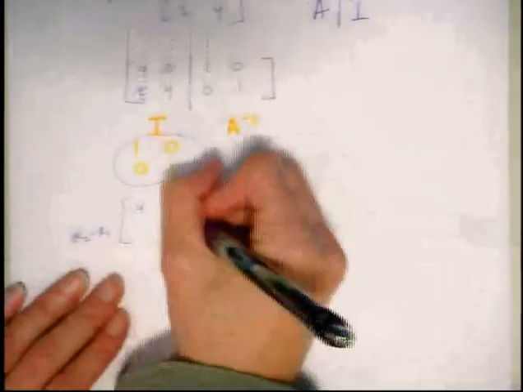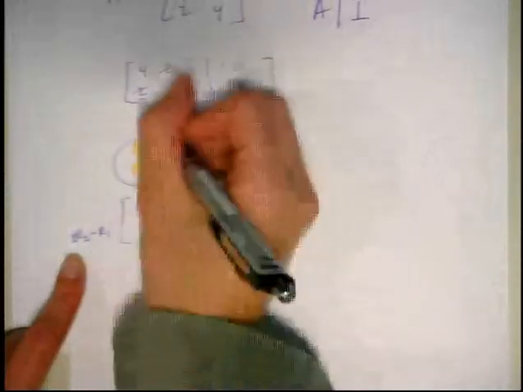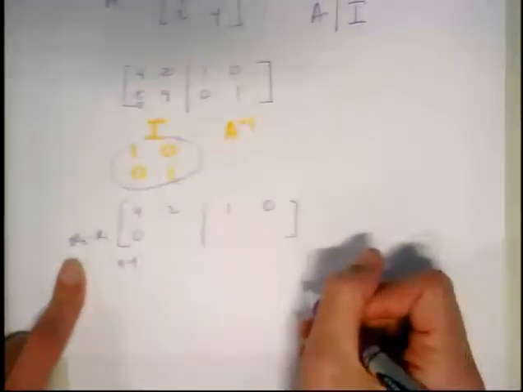So the 4, the 2, the 1, and the 0 can stay. But we're going to go 2 times row 2. So 2 times row 2, you see it there? 2 times row 2 will be 4 minus 4, and that's going to be 0. I'm going to do 2 times row 2, which is going to be 8 minus 2, and that gives us 6. On the other side as well.